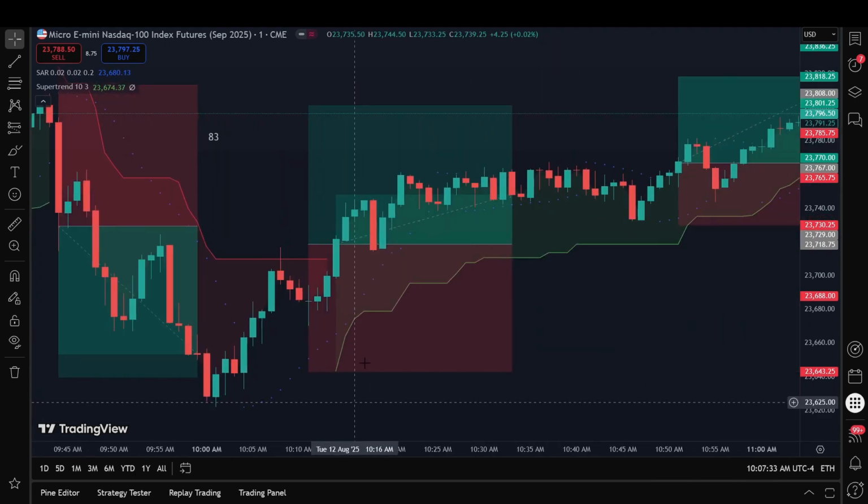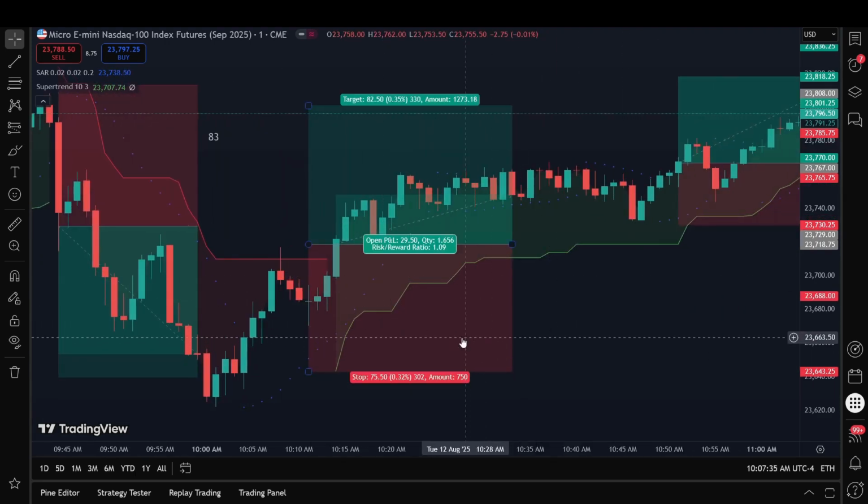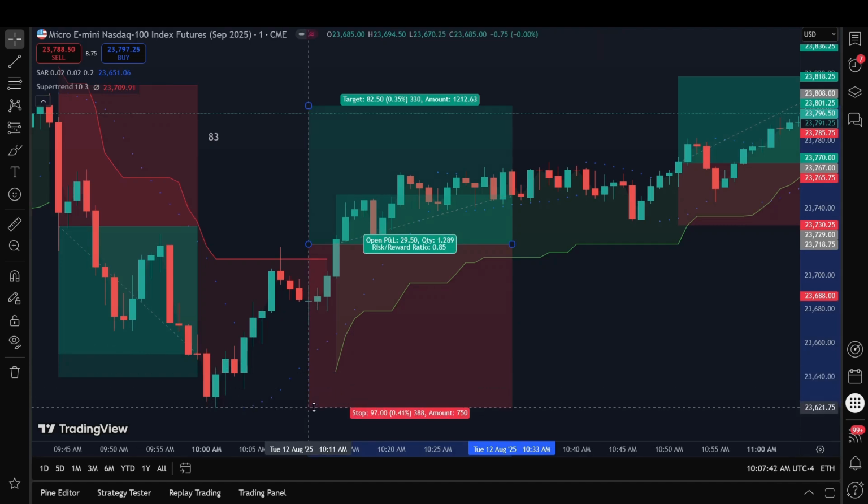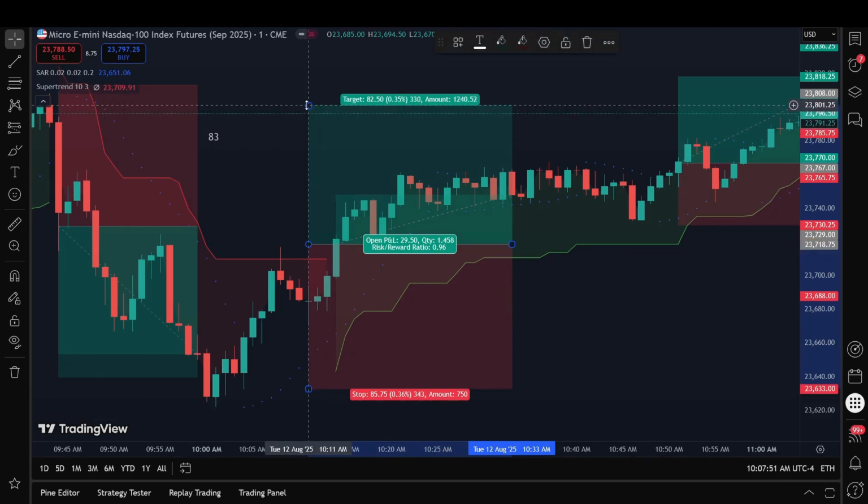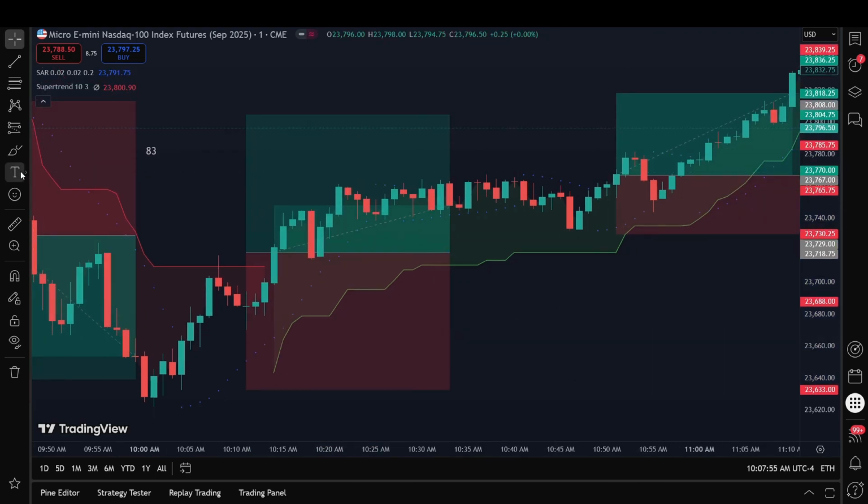Here's another reversal, big stop. Now here's another one of those. Where are you putting your stop here? You're putting it way down here. 97 points. I mean, probably put it right here. All right, so that's 85.